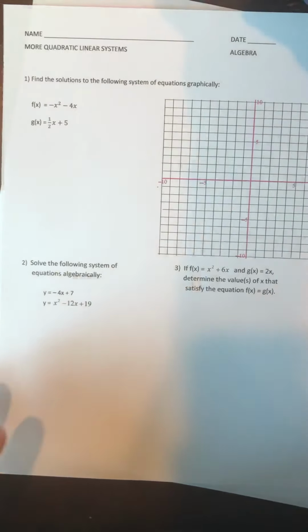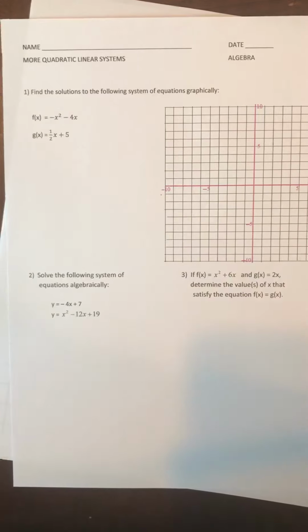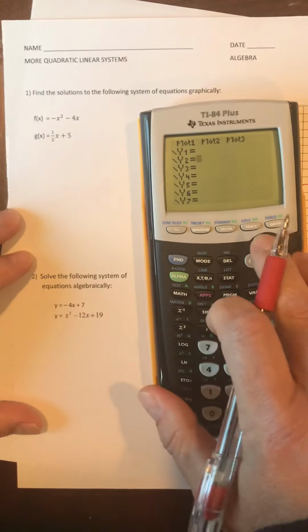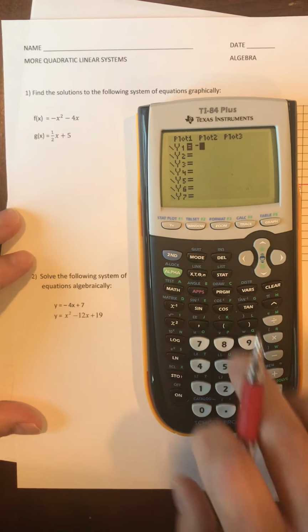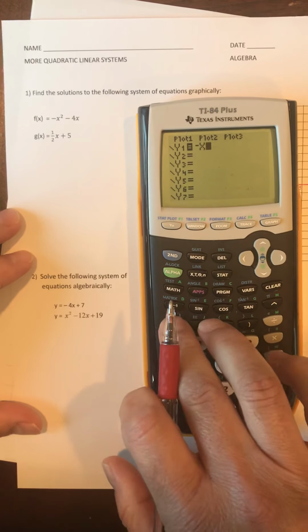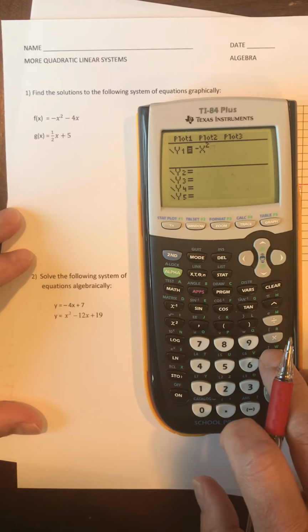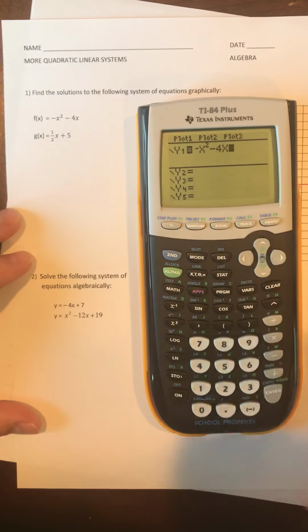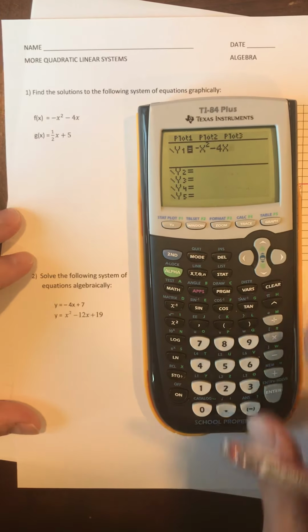All right, guys, we're going to practice more quadratic linear systems. First we're going to graph this quadratic. We're going to do some graphically and some algebraically. I'm going to graph negative x to the second minus 4x. Make sure when you put the first negative in, use this negative down at the bottom.